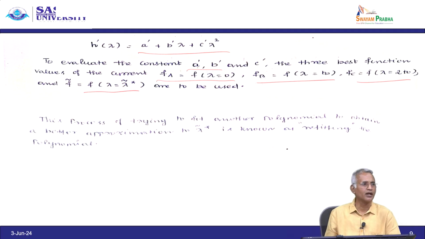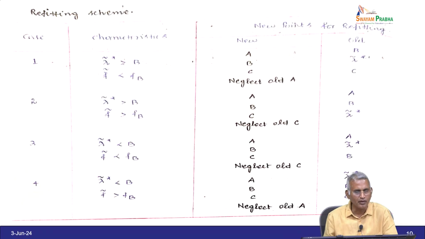So, this theory you have to understand first, then let us go to solve the problem. Now, refitting the scheme having the condition. Case 1: lambda star tilde greater than b and new a and old b, and f tilde less than fp, corresponding the new a, b, c; neglect old a and old b, lambda star and c arrived. New points for refitting.